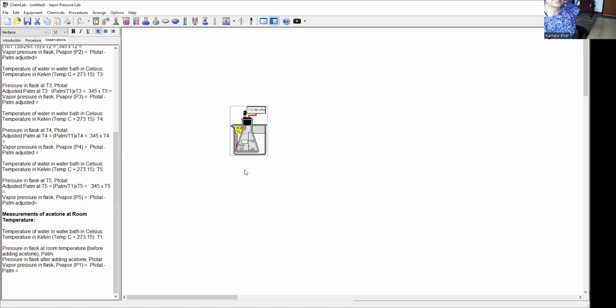get a new flask, set it up exactly like this, add the gauge assembly that is there, then into the dropper you add the acetone and repeat the experiment. Once you finish everything, remember to take a picture of all the samples that you have run, then copy and paste it into your Word document.